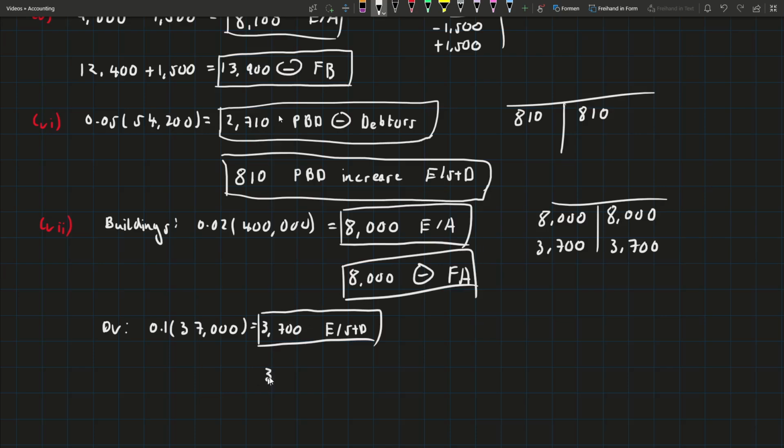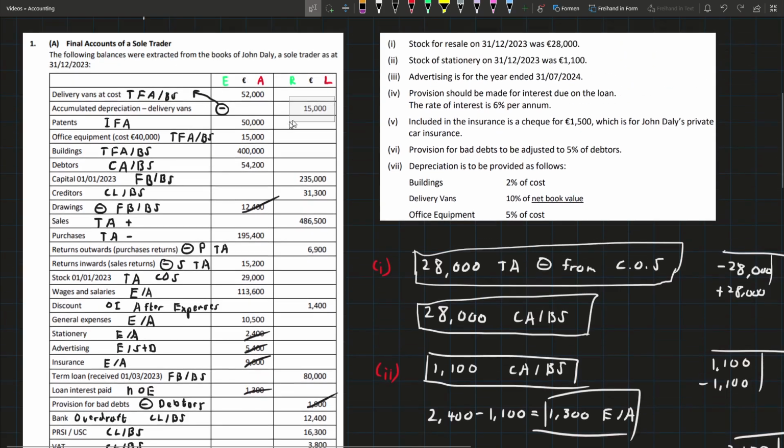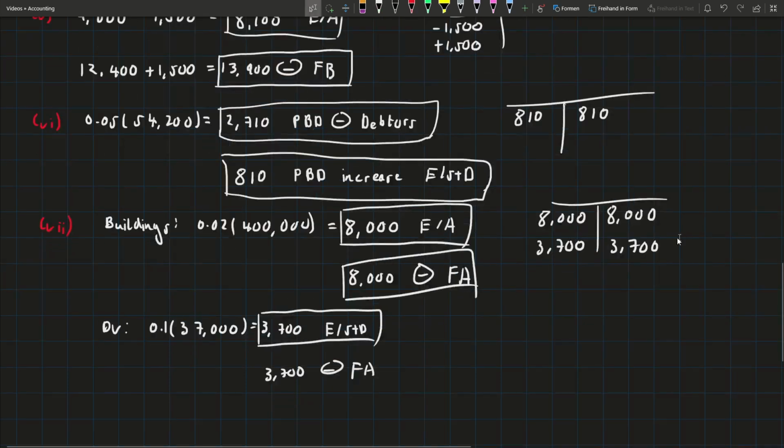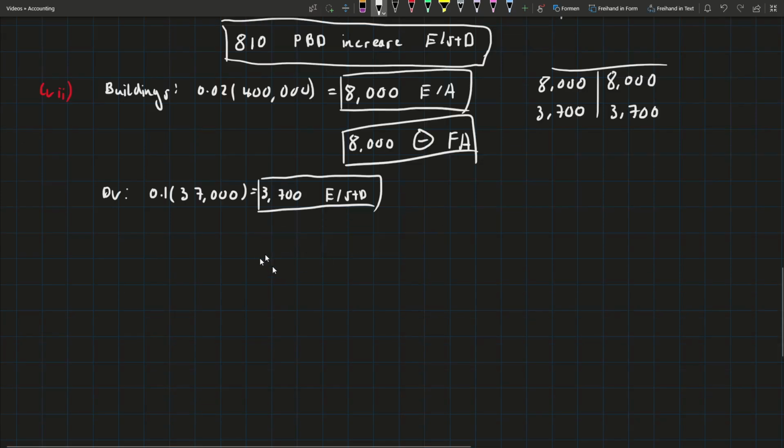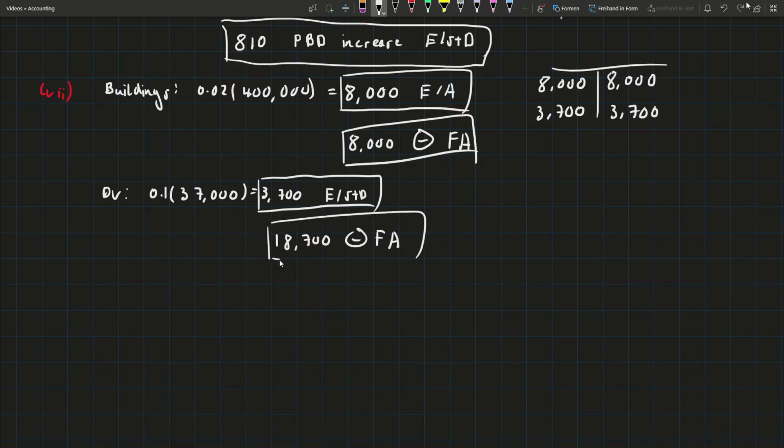But we don't just write 3,700 minus fixed asset because on the right-hand side, we already have 15,000 depreciation. So we don't want to use that figure. Instead, we're going to add it onto this. So we're adding 3,700 to the right-hand side, but we're lumping that in with the accumulated depreciation. So it's going to become 18,700 when I add 15,000 and the 3,700 for this year. 18,700 minus fixed asset. So you can see the logic behind that.